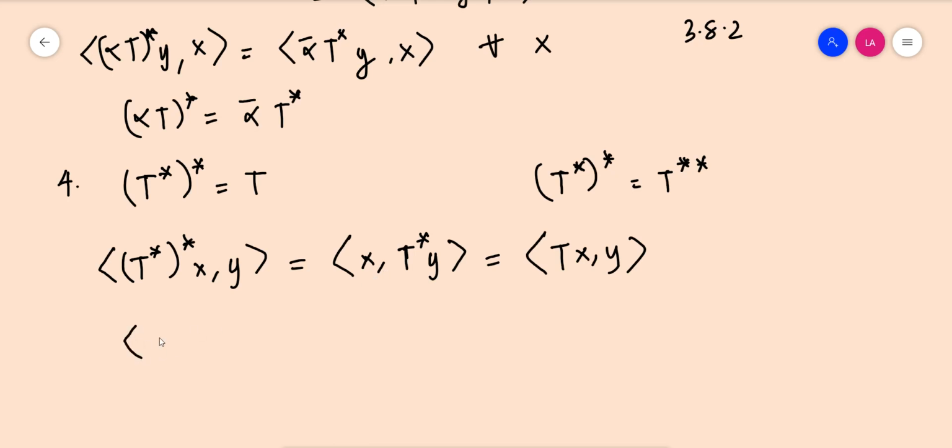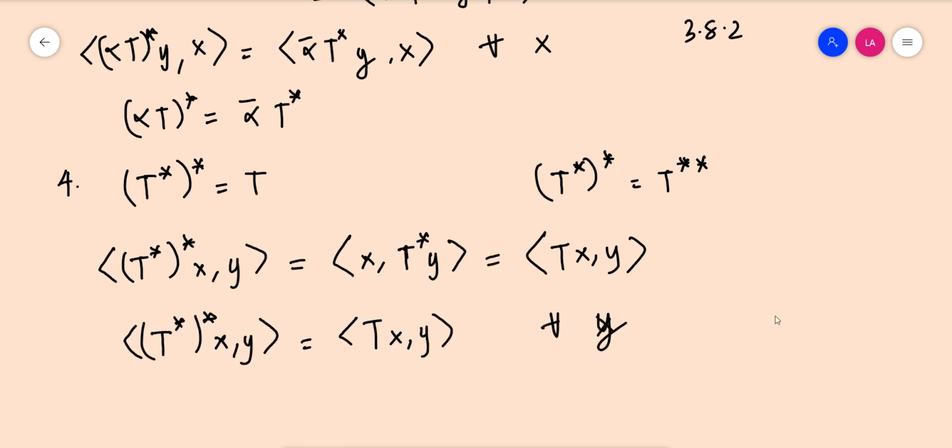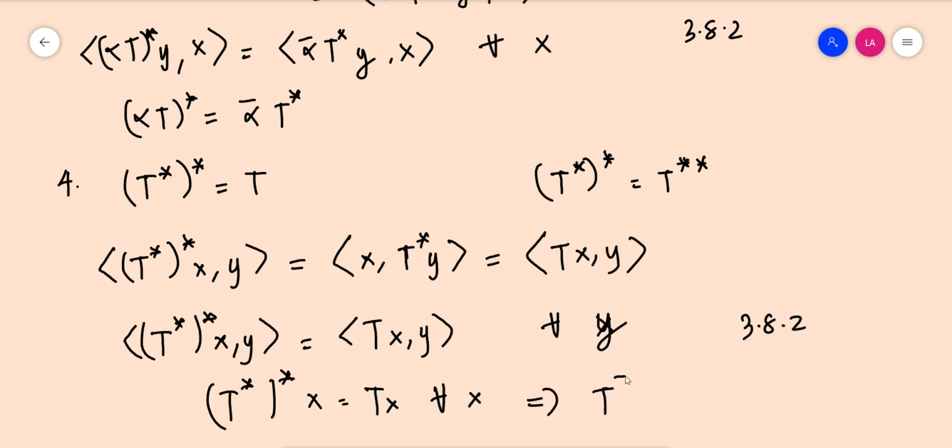Now from this, inner product t star the whole star x comma y should be equal to inner product txy for all x, for all y. Now using theorem 8.3.8.2, this implies t star the whole star x is equal to tx for all x. That is t star the whole star should be equal to t.